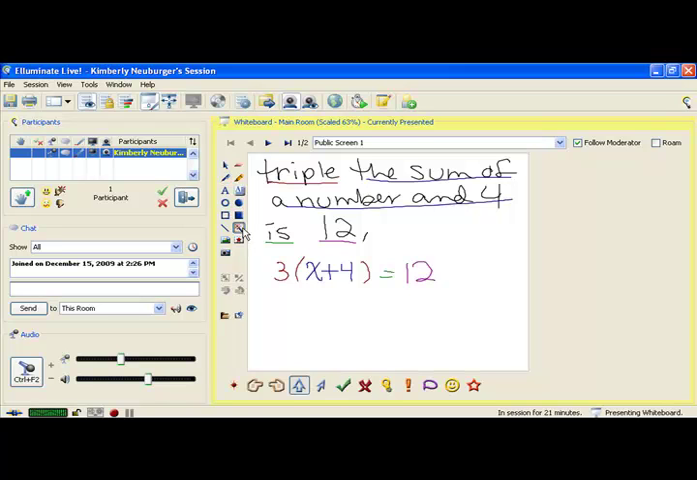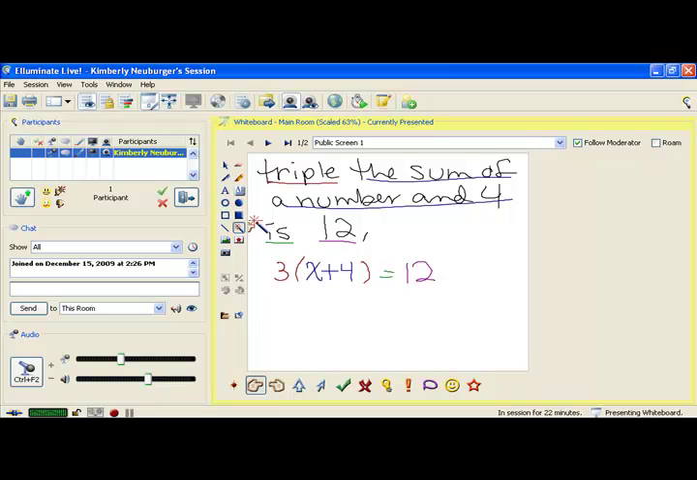Now we have a nice sentence here in math terms, and we need to see if it matches what we have up above. So we have "triple" here, which was the 3. The sum of a number and 4, which is the x plus 4, and "triple" meant that we would multiply this here by the 3. "Is" was the equals, and our 12 was on the end. So this here does match our sentence that was in English.